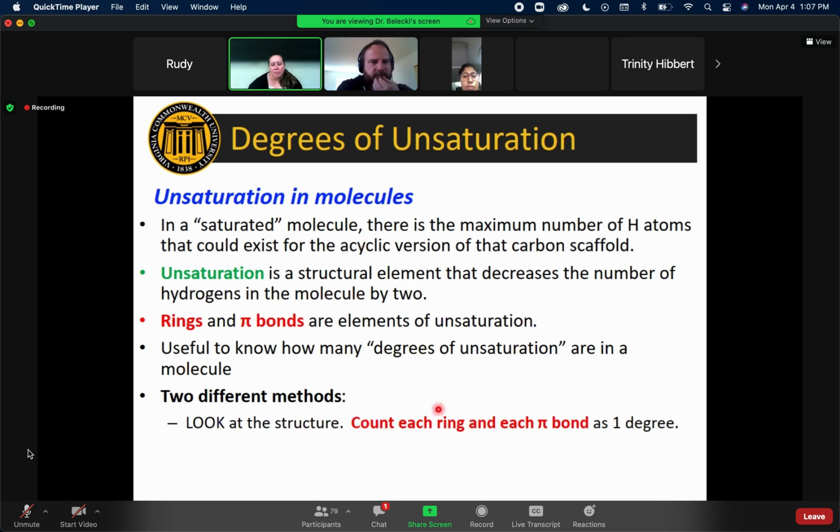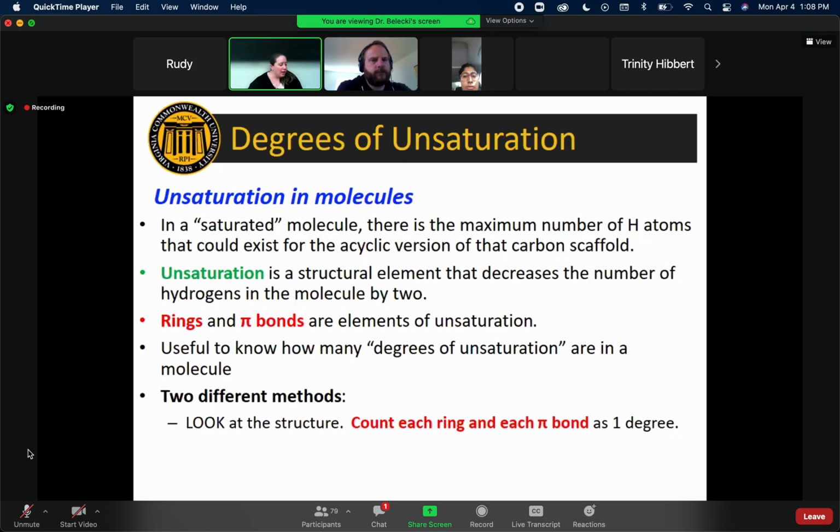And then every time you have a ring and every time you have a pi bond, you count those things as 1 degree each. And so you can just add up the total number of rings and pi bonds in the structure, and that is how many degrees of unsaturation you have in a molecule. However, that relies on you knowing the structure of the molecule.